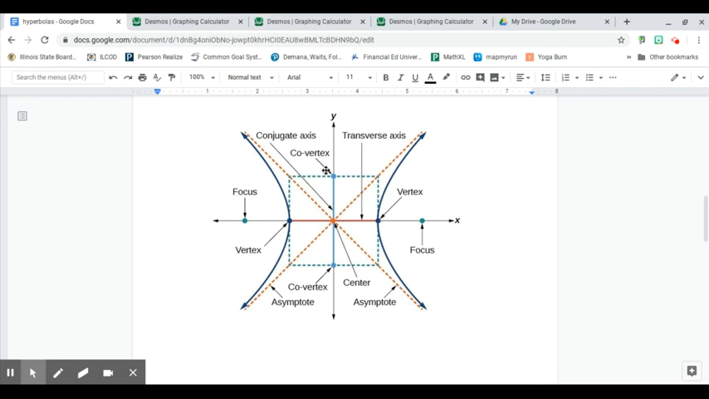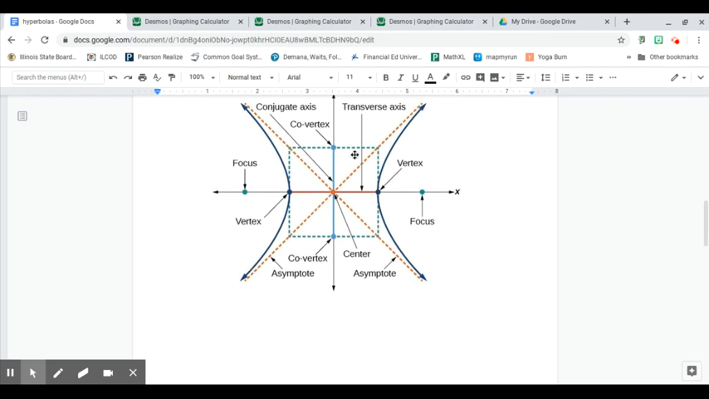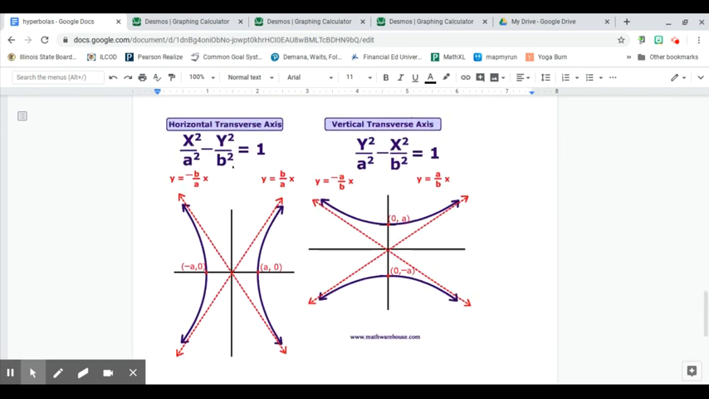We're not going to do anything with the conjugate axis and the covertex. That's not all that important right now. But as you can see, these two parabolas that make up the hyperbola seem to be hugging these asymptotes. Here is another look at the same kind of idea, depending on how you're going to be opening.